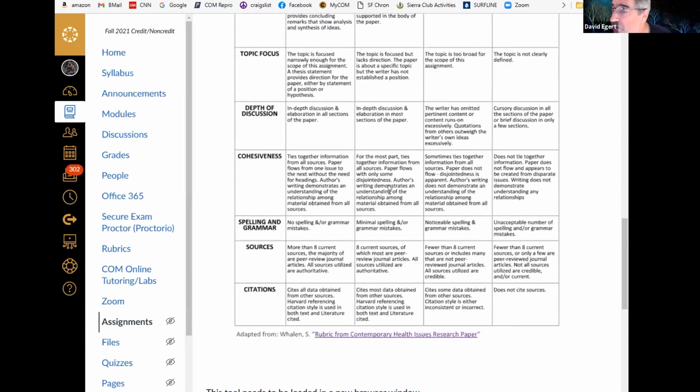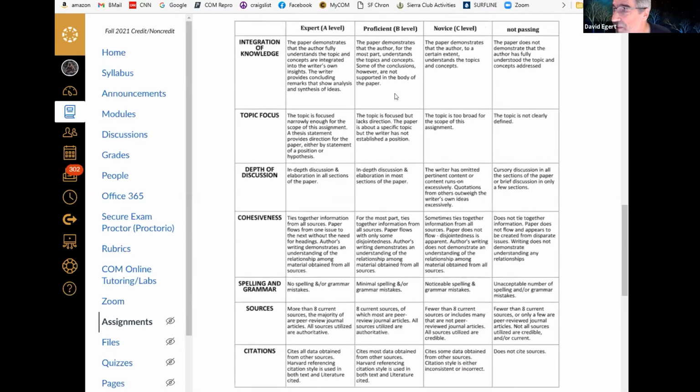Paper flows, again, like the B level, paper flows with only some disjointedness. Author demonstrates an understanding of the relationship among the material obtained from the different sources, right? So things are related and they flow.